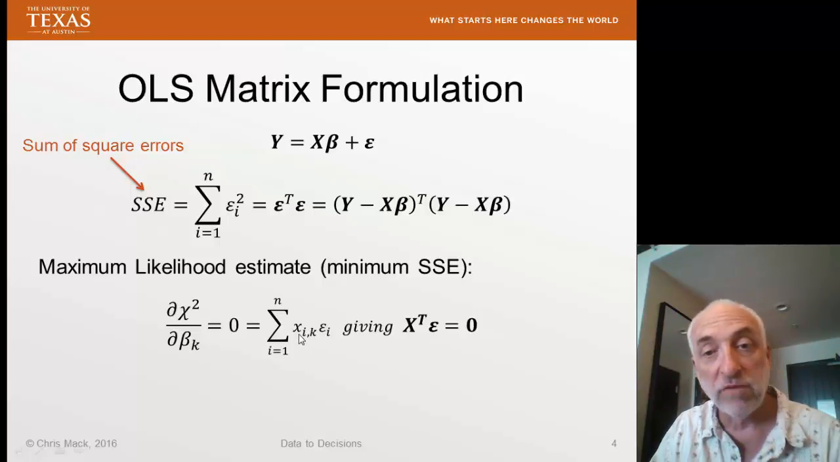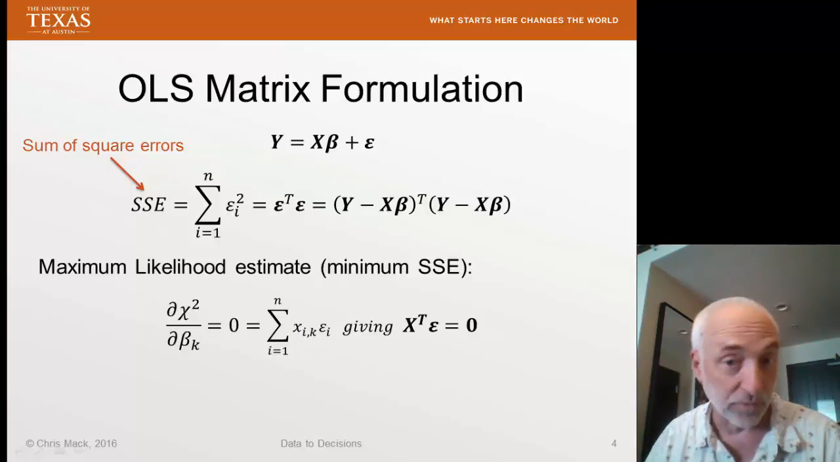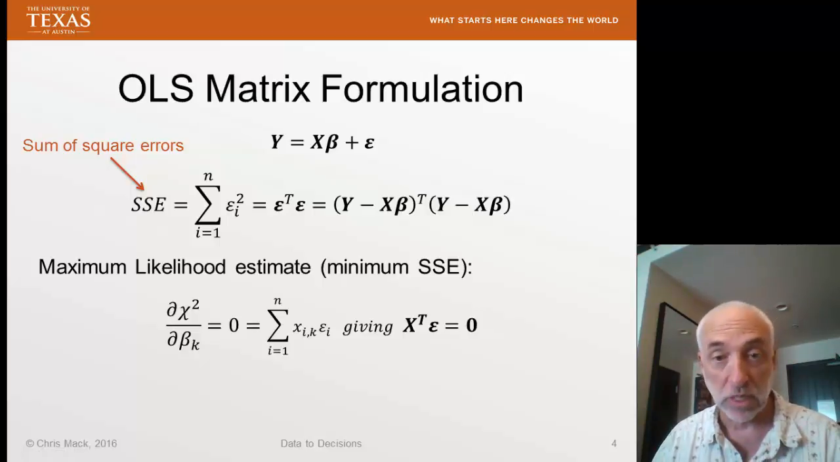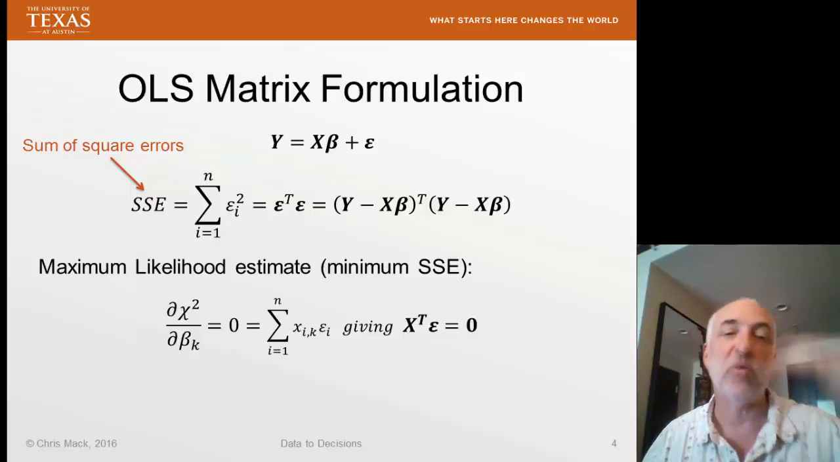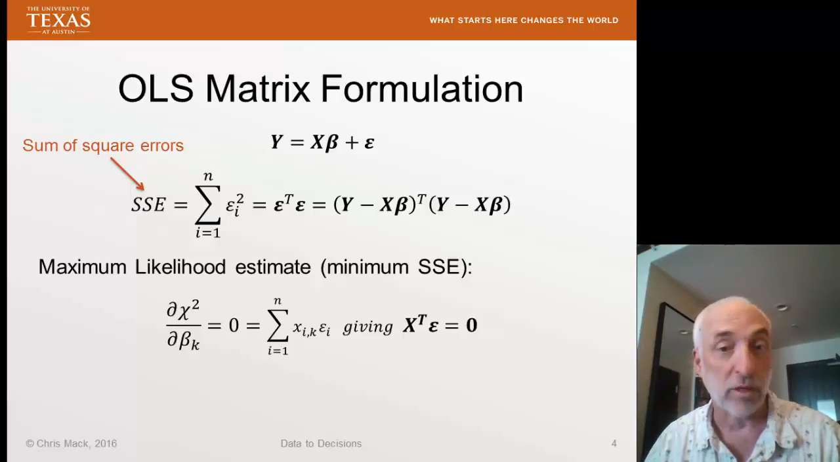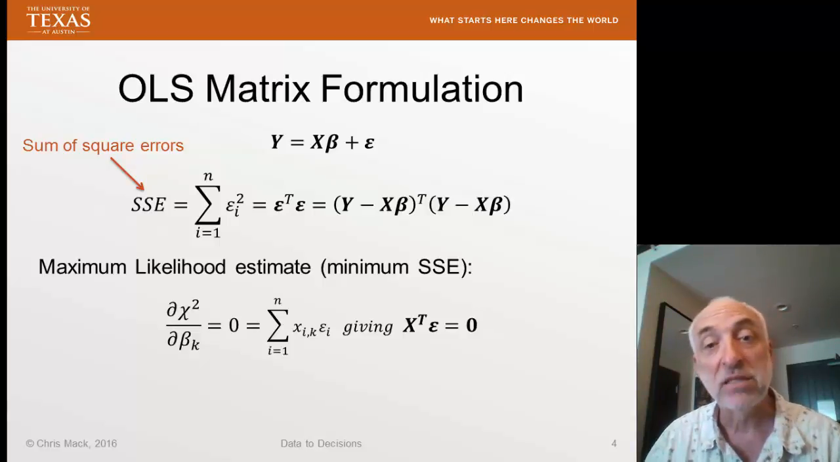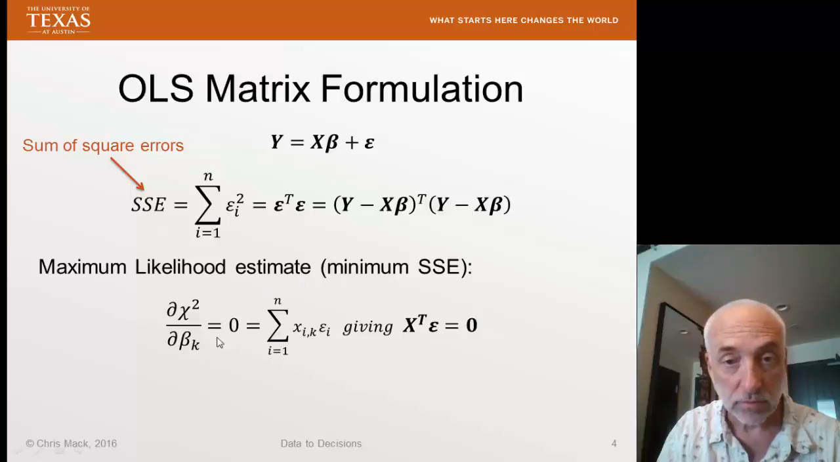to the sum of the residuals times the kth predictor variable, all of its values x_i,k. I do that for every single beta k, beta 0, beta 1, beta 2, beta 3, etc. One for every parameter. So I'll have p equations that are all of this form.